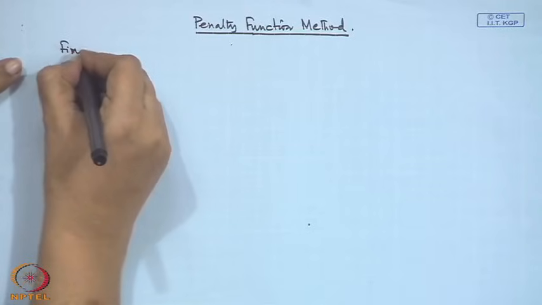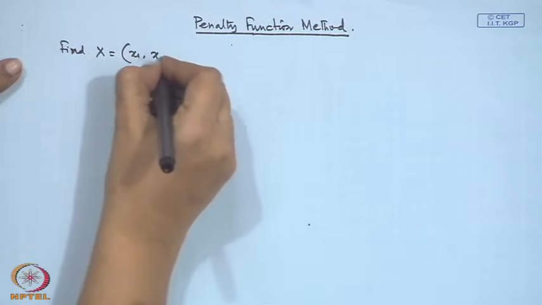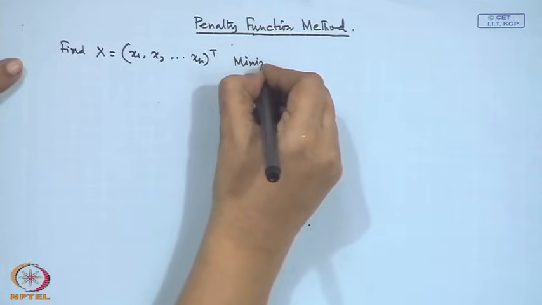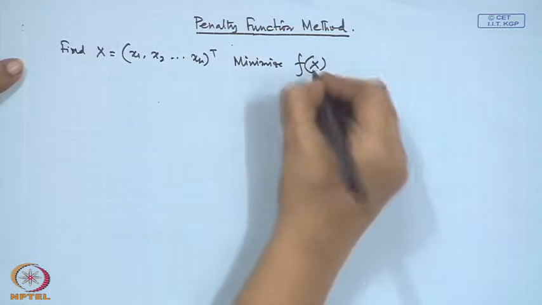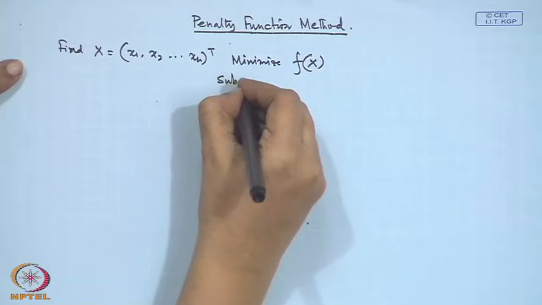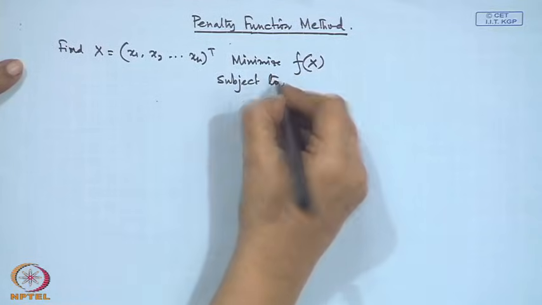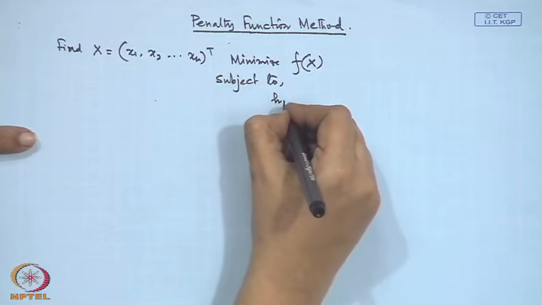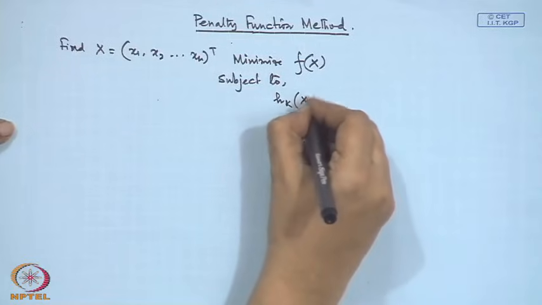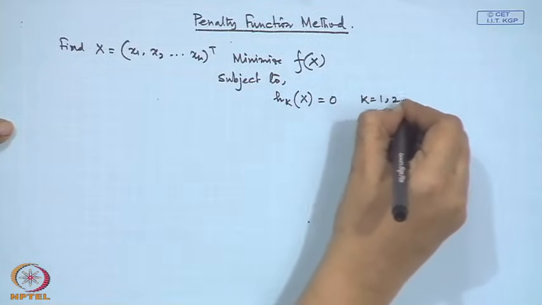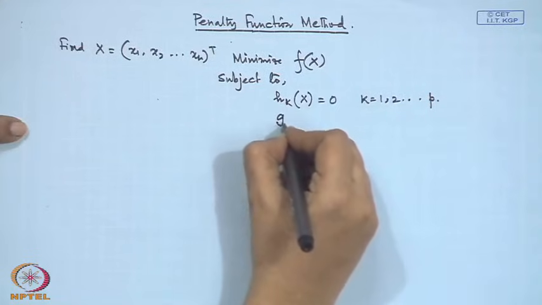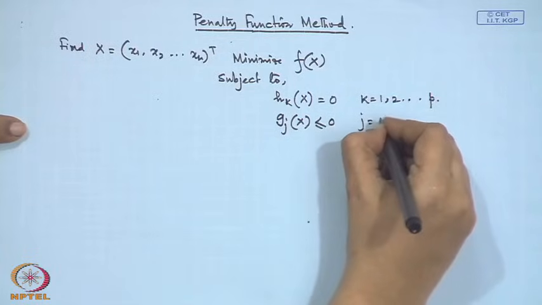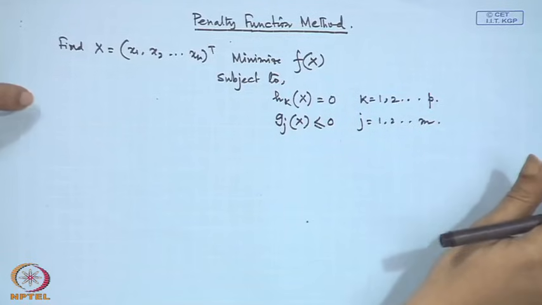Find x, with n decision variables, which minimizes the objective function f(x), which is nonlinear in nature, subject to, since we are considering a general nonlinear programming problem, a set of nonlinear equations with equality constraints, say there are p number of equality constraints, and let us consider another set, these are inequality types, with m number of inequality constraints.